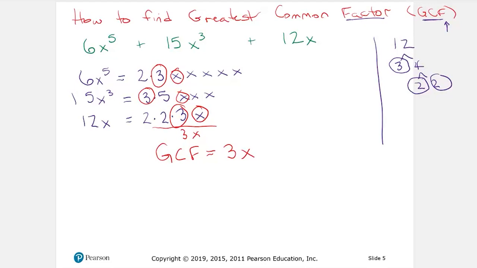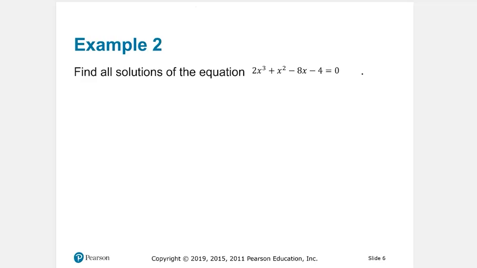But the greatest common factor, I find the things that are in common to all of them, and then what I do is I multiply them. So I found 3 and I found x. My greatest common factor here is 3x. So hopefully that helps with some of you who are having problems with finding greatest common factors.